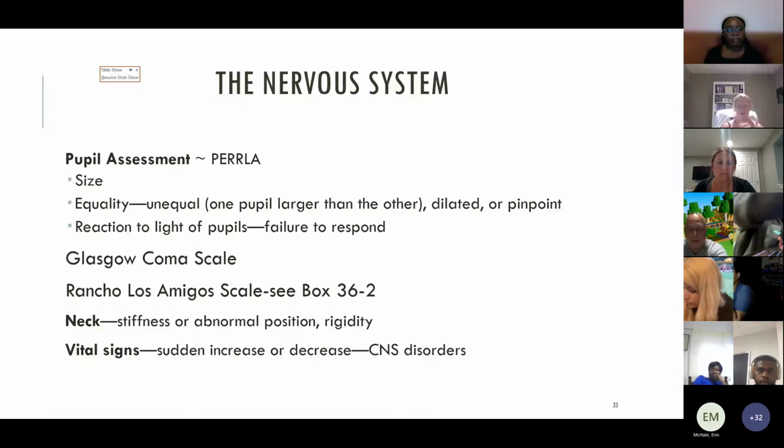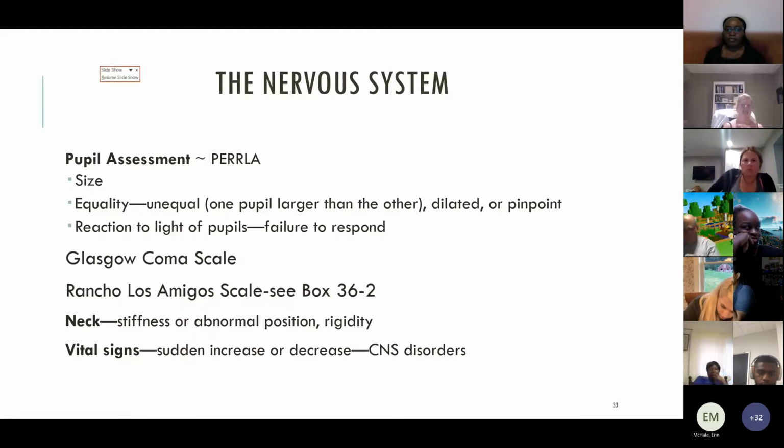You can use that Glasgow scale that we talked about. There's also another scale, which is the Rancho Los Amigos scale. I'm not going to test you on that, but it's in your book if you want to look that up. We want to look for different neck positions. So is your patient in any type of abnormal position at all? Do they appear very rigid? Are they complaining of neck stiffness? Neck stiffness is something that we see in a lot of patients that have meningitis. So that's something to think about.